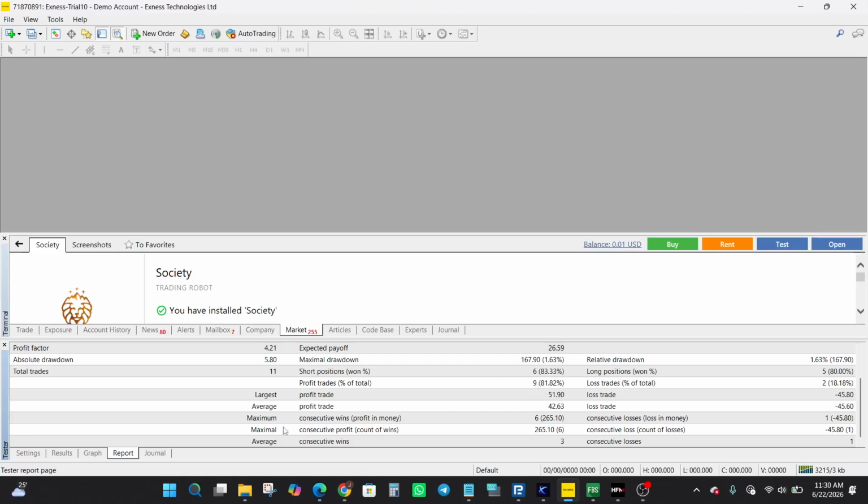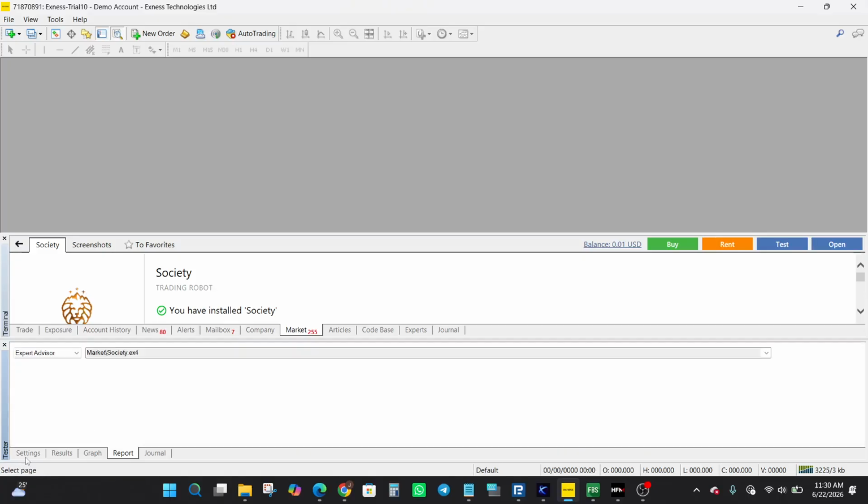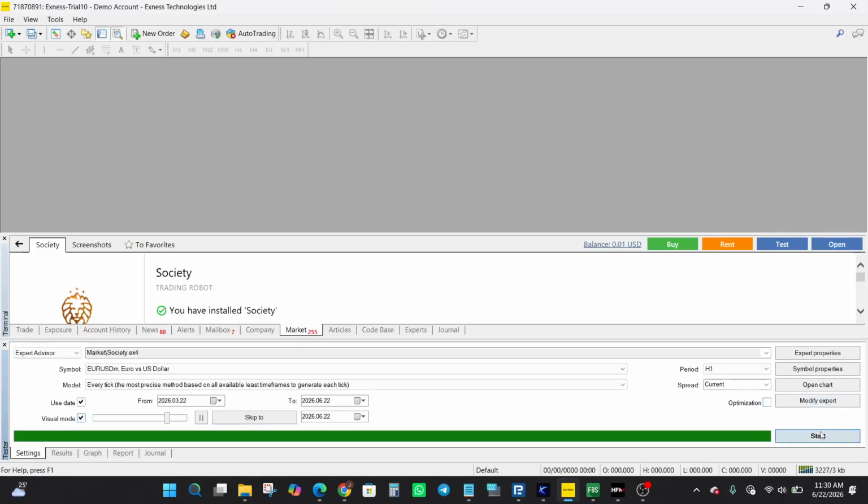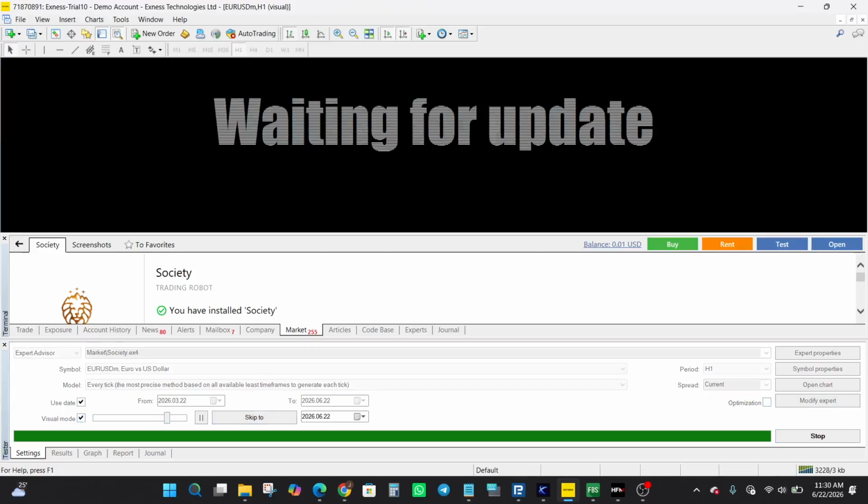It's very good. The average profit here is 42.63, average loss 45.6. That means that the risk to reward ratio is bad. The win rate is good, but the risk to reward ratio is bad. Let's turn on the visual so we can also see the EA in action.